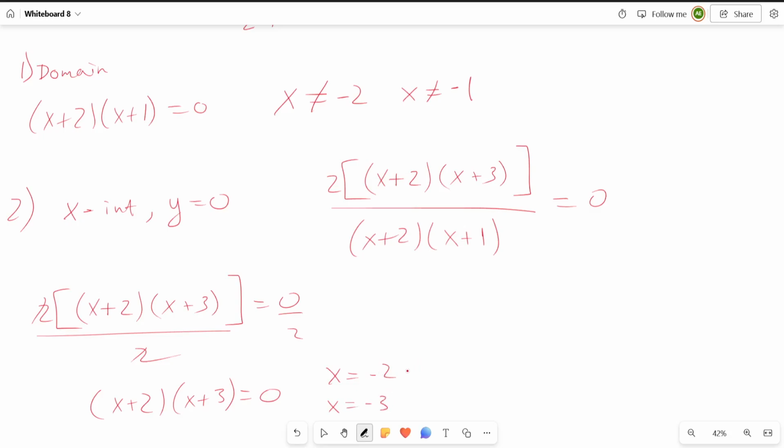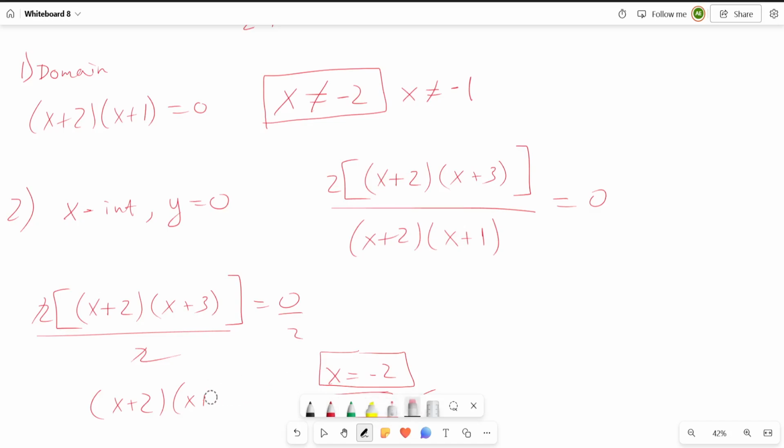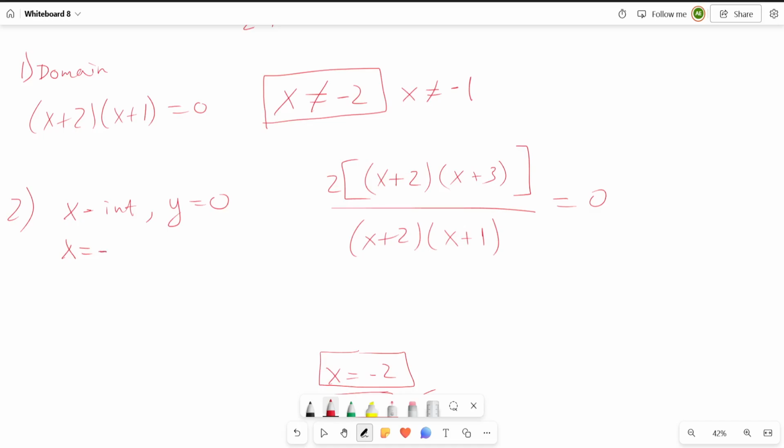So these are my x-intercepts. All right, is this correct? If you tell me this is my x-intercept, I will tell you are right. However, for x equals minus 2, I can see that this is outside of my domain because x cannot be equal to minus 2. So this one is not going to be an x-intercept, and I will not take it as an answer. So the answer for the x-intercept, let's write it neatly, is just going to be x equals minus 3.